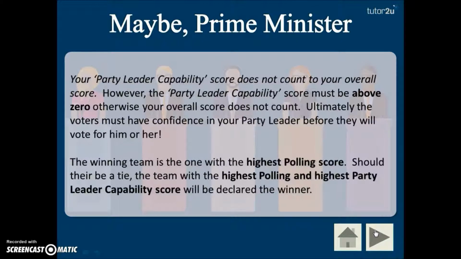The party leader capability score doesn't count to the overall score. However, it is really important. If people don't feel as if the party leader is capable of running the government, they won't vote for him or her. So ultimately, that number has to stay above 0. People have to have some confidence in the party leader as Prime Minister. The other 4 categories get added together to form what we're going to call the polling score. The team with the highest polling score is the winning team, but if there is a tie, the highest polling score plus the highest party leader capability score will be declared the winner.